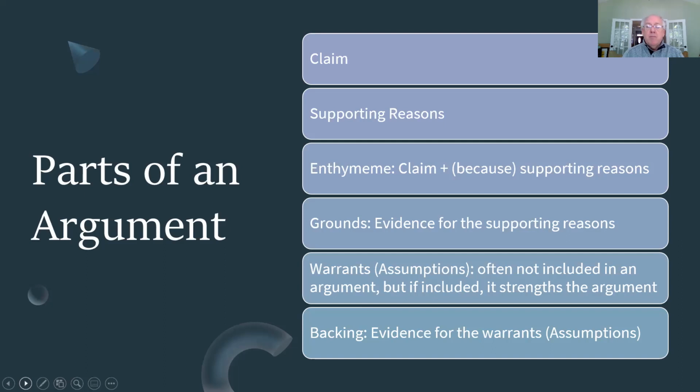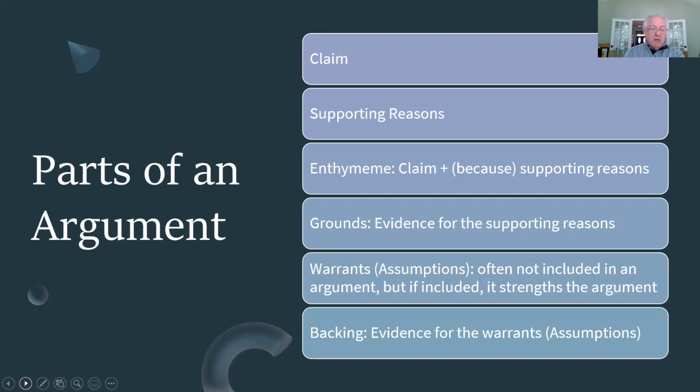Now, sometimes our assumptions might need evidence that backs up those assumptions, and we call that evidence for the assumptions the warrants backing. So these are the major parts of an argument, and I will begin to look at those in more detail.